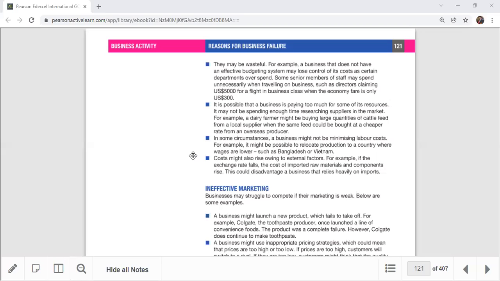And finally, another reason why people do not become competitive is that costs might also rise because of external factors. For example, if the exchange rate falls, we call it depreciation. The cost of imported raw materials and components rises. This could disadvantage businesses that rely heavily on imports. That is another matter. A lot of countries have to do imports and exports, and exchange rate movements are totally out of the control of the business organization. The exchange rate, the price of one currency in terms of another, will change.